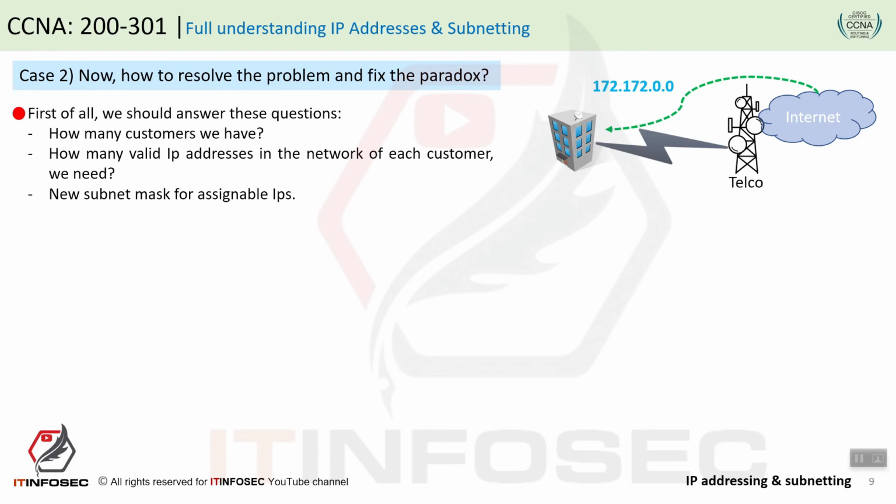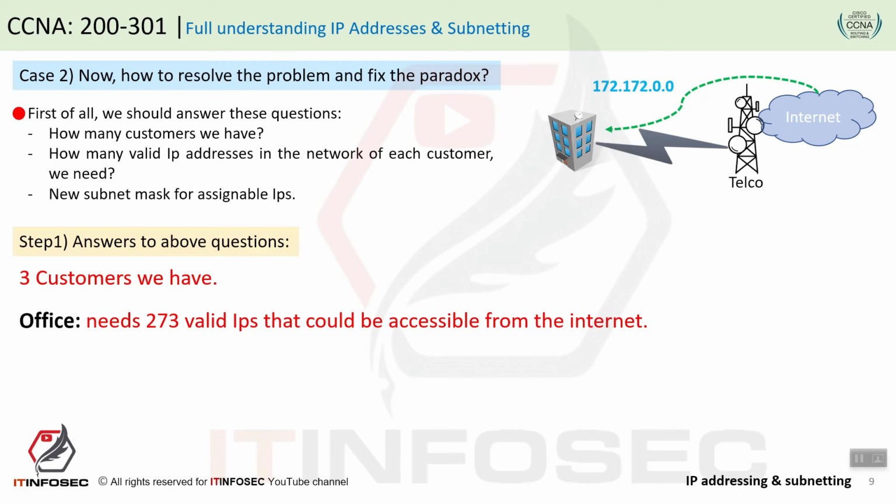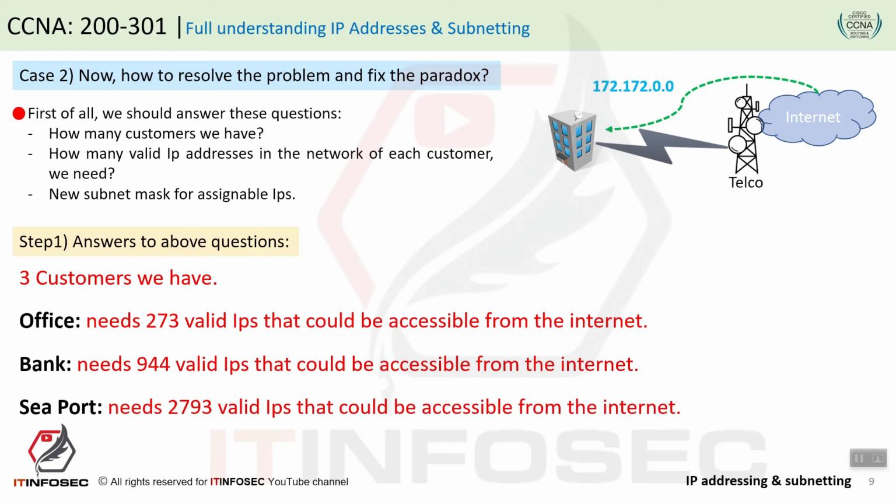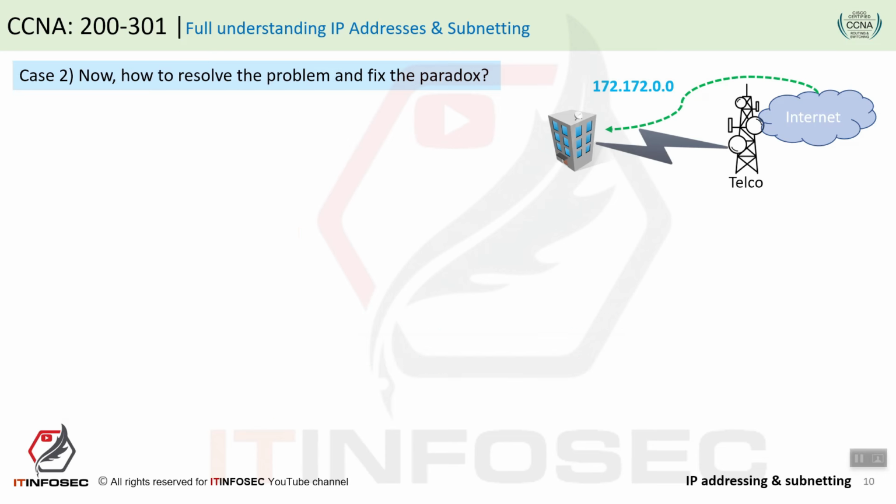First of all, we need to answer these questions. How many customers do we have? How many valid IP addresses does each customer's network need? And what is the new subnet mask for assignable IPs? Step one, answer the above questions. Okay, we have three customers. Customer one, an office, needs 273 valid IPs that could be accessible from the internet. The second customer is a bank, which needs 944 valid IP addresses accessible from the internet. And the third customer is a seaport, which needs 2,793 valid IPs accessible from the internet.